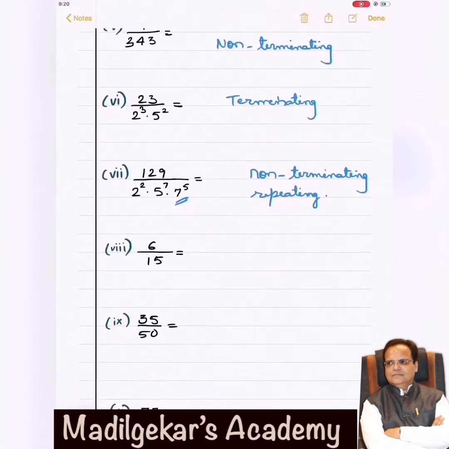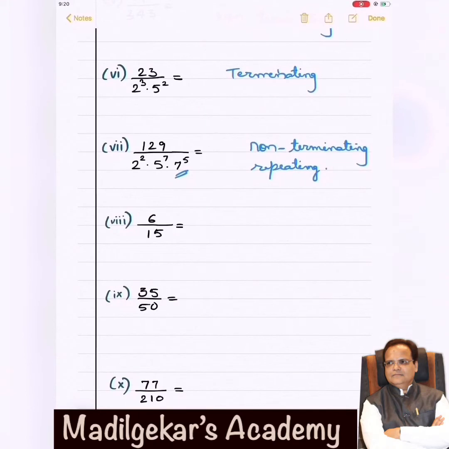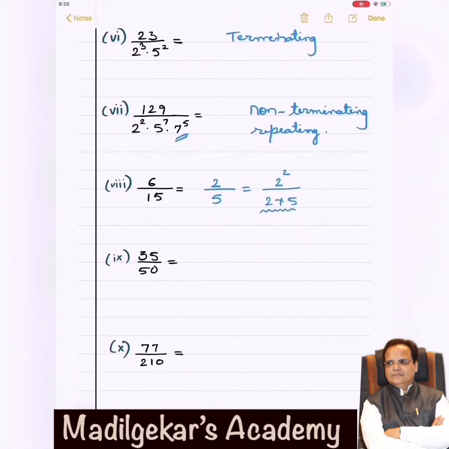In 8th bit, if we simplify 16 upon 15 divided by 3, we get 2 upon 5. That is 2 square upon 2 into 5. In this way, we can write the denominator in the form of 2 and 5. It means the given rational number has terminating decimal expansion.